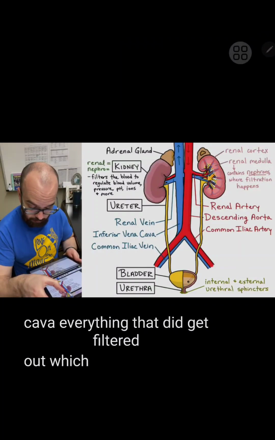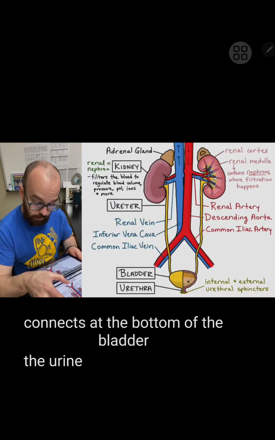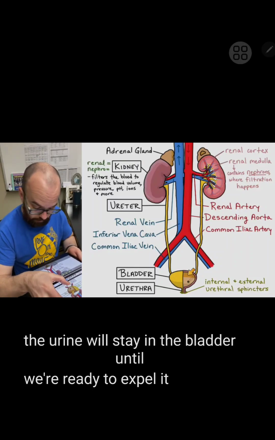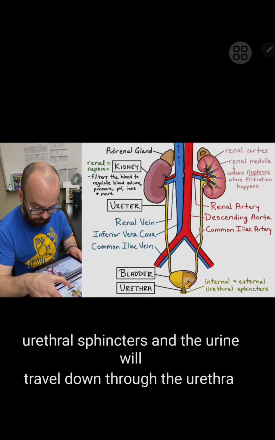Everything that did get filtered out, which is now our urine, is going to pass down the ureter into the bladder, where the ureter connects at the bottom of the bladder. The urine will stay in the bladder until we're ready to expel it by urinating. And so then we'll relax the urethral sphincters and the urine will travel down through the urethra to the outside of the body.